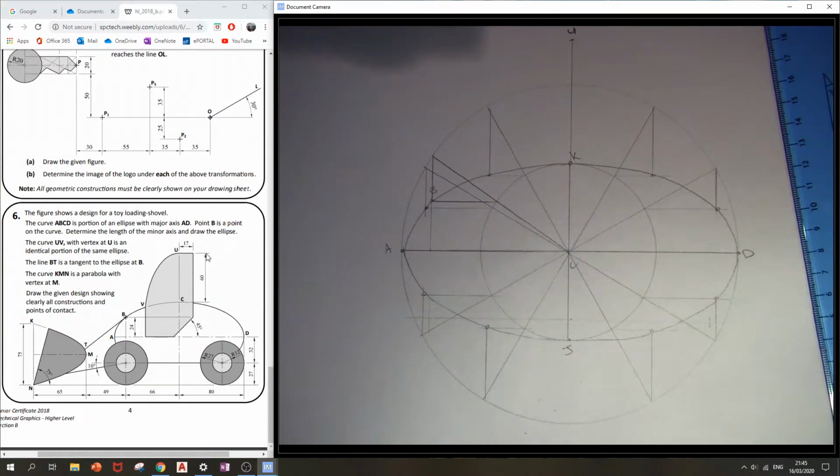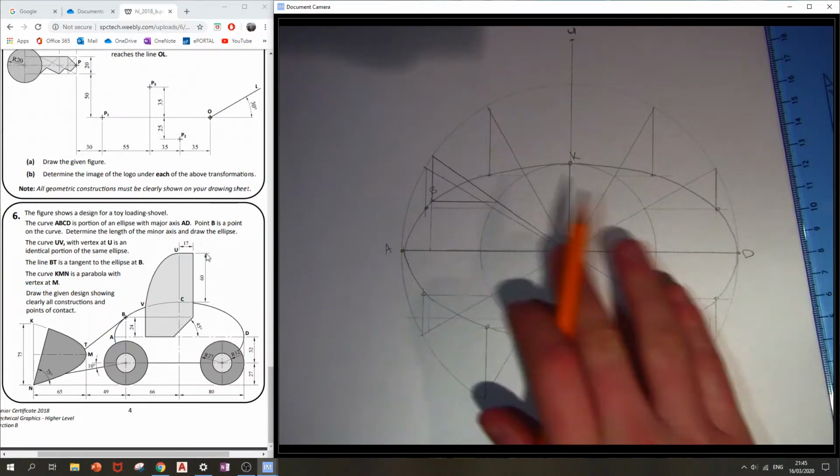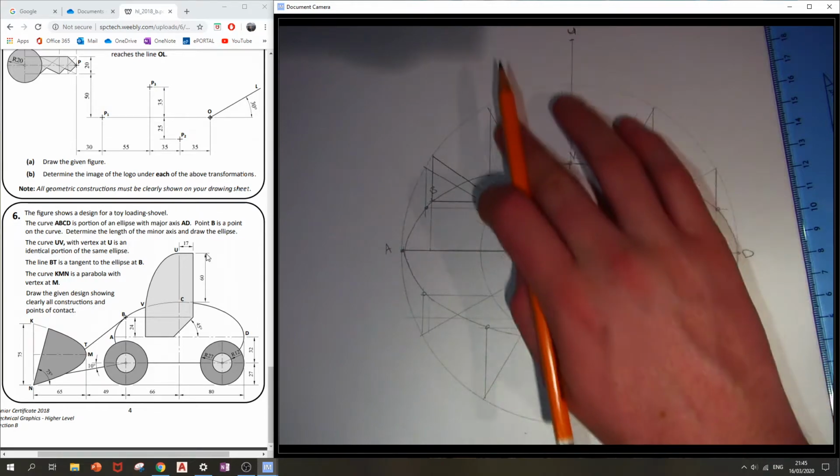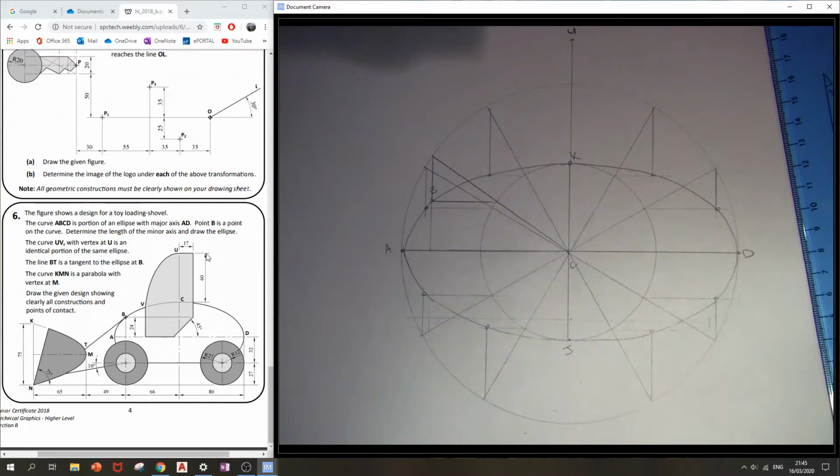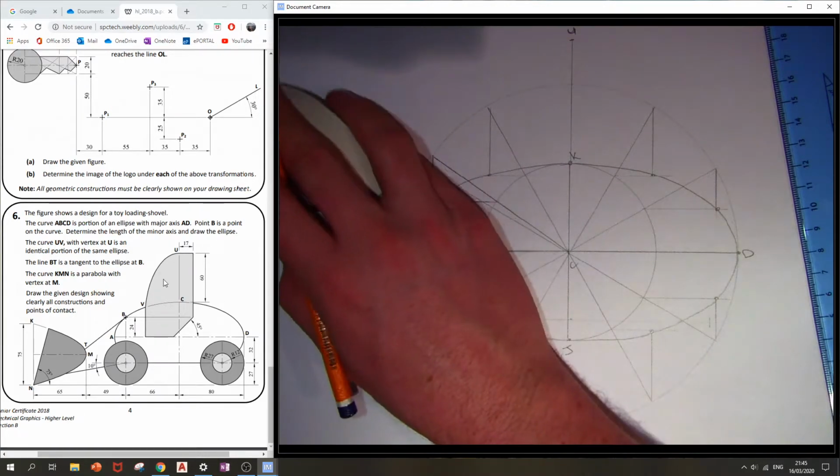Now, so what are we told then? We're told that curve UV, with vertex at U, is an identical portion of the same ellipse. So the same ellipse we've drawn here, this curve UV is going to be an identical portion of that ellipse. So we have to identify which part of the ellipse is the same.